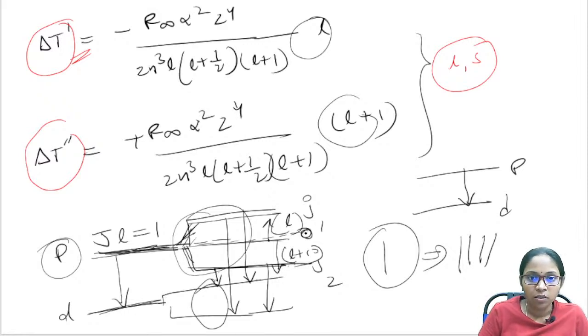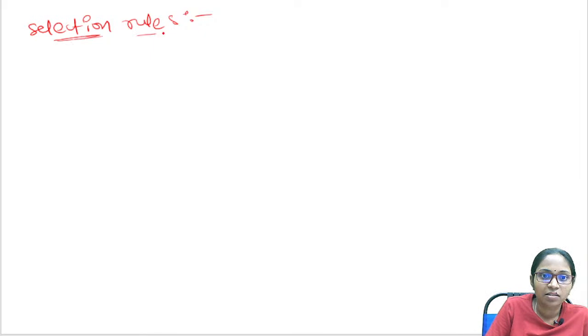So here the number of transitions from one orbit to another orbit increases due to spin orbit interaction. Coming to the selection rules, these are nothing but the conditions. Selection rules for electron transition under LS interaction, spin orbit interaction.